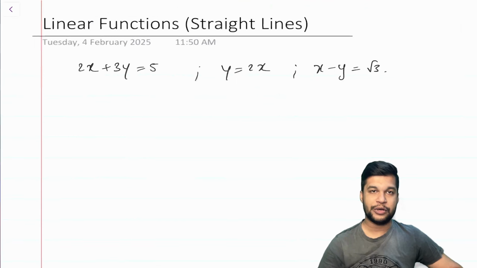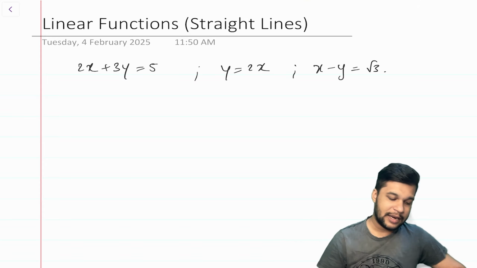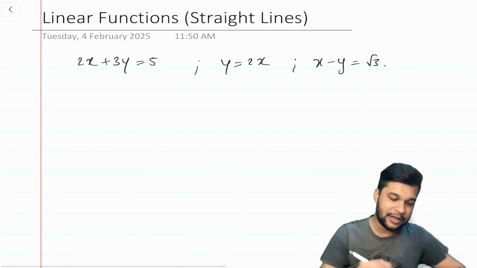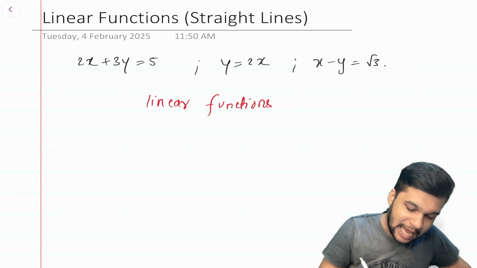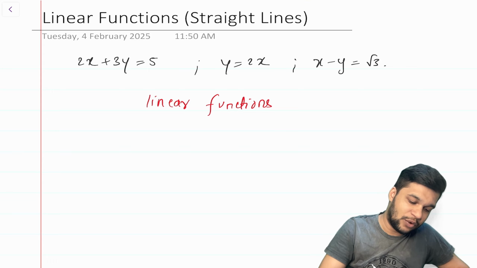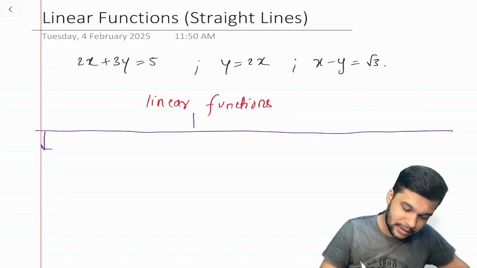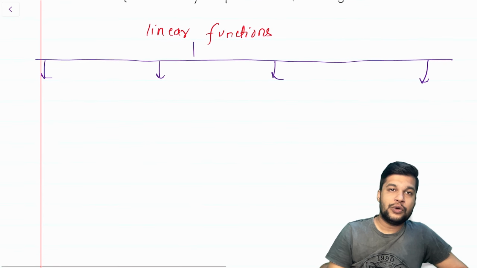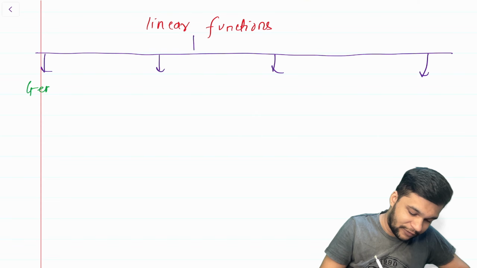Okay, so I hope you understood this. All these three linear functions demonstrate a straight line. Now there are different ways to write the linear function. A linear function can be written in four forms: 1, 2, 3, and 4. The first way of writing is known as the general form.